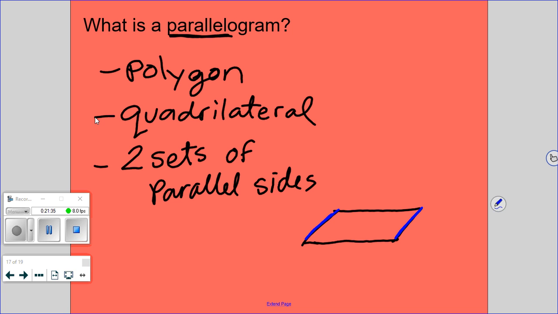I see a lot of you doing top and bottom. Our top and bottom lines are also parallel. If they go on forever and ever, they will not touch. Aiden, what's that?